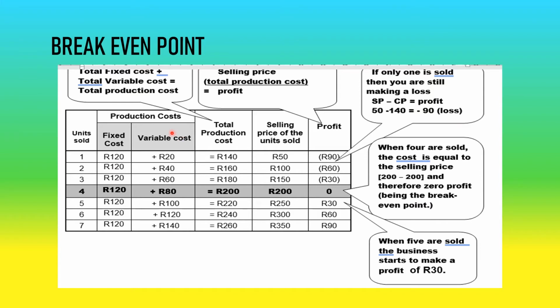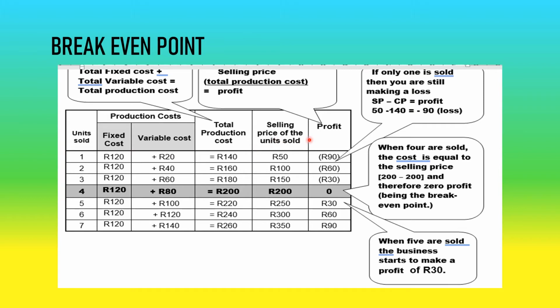But when it comes to our variable cost, as we discussed in our previous lesson, the cost increases as we produce more goods and decreases as we produce fewer goods. Here our units are increasing, right, as we produce and sell them. So our variable cost is also increasing, which is 20 Rand per unit. So we have produced and sold 1 unit, our cost is 20 Rand. We produced and sold 2 units, so that's 2 times 20 Rand, which gave us 40 Rand. And now our total production cost is the fixed cost plus our variable cost.